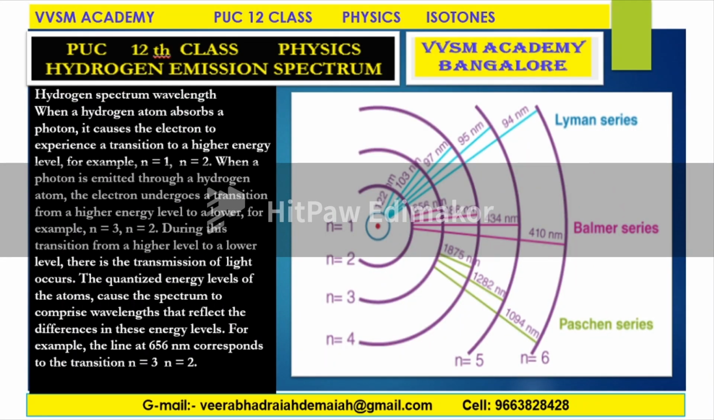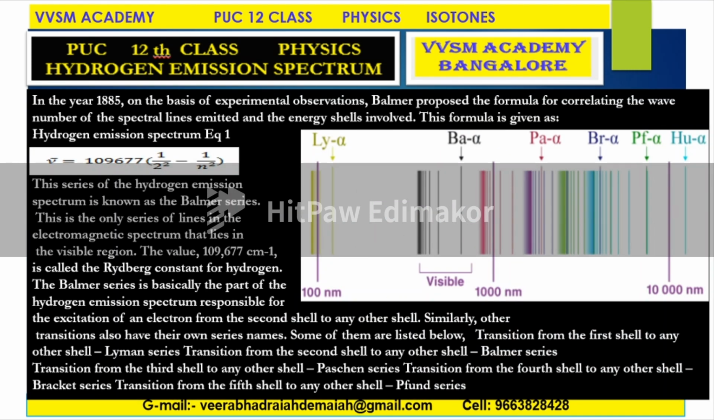Hydrogen spectrum wavelength. When a hydrogen atom absorbs a photon, it causes the electron to experience a transition to a higher energy level, and when a photon is emitted, the electron undergoes a transition from a higher energy level to a lower energy level. So ν = 109677 × (1/2² − 1/n²), which is the important equation developed during the spectrum formation of the Balmer series.